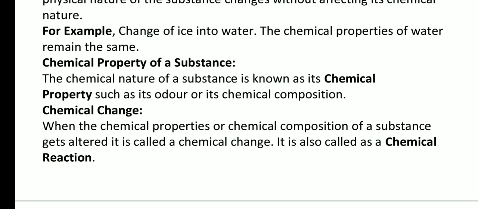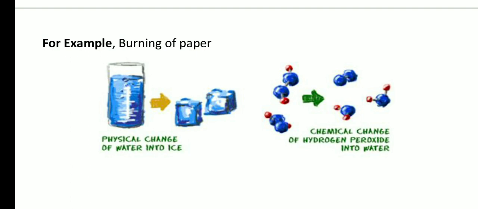Now, chemical properties of a substance. The chemical nature of a substance is known as chemical property, such as its odor or its chemical composition. Now, chemical change. When the chemical properties or chemical composition of a substance get altered, it is called a chemical change. It is also called chemical reactions. For example, burning of a paper.